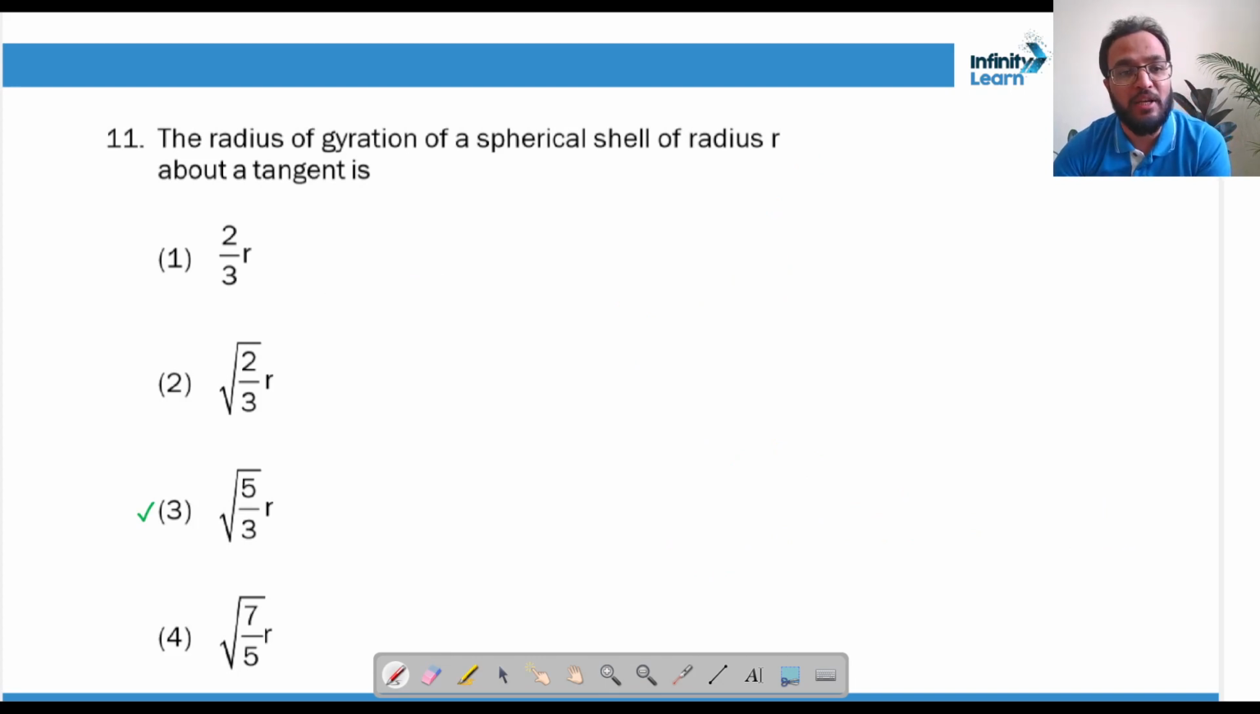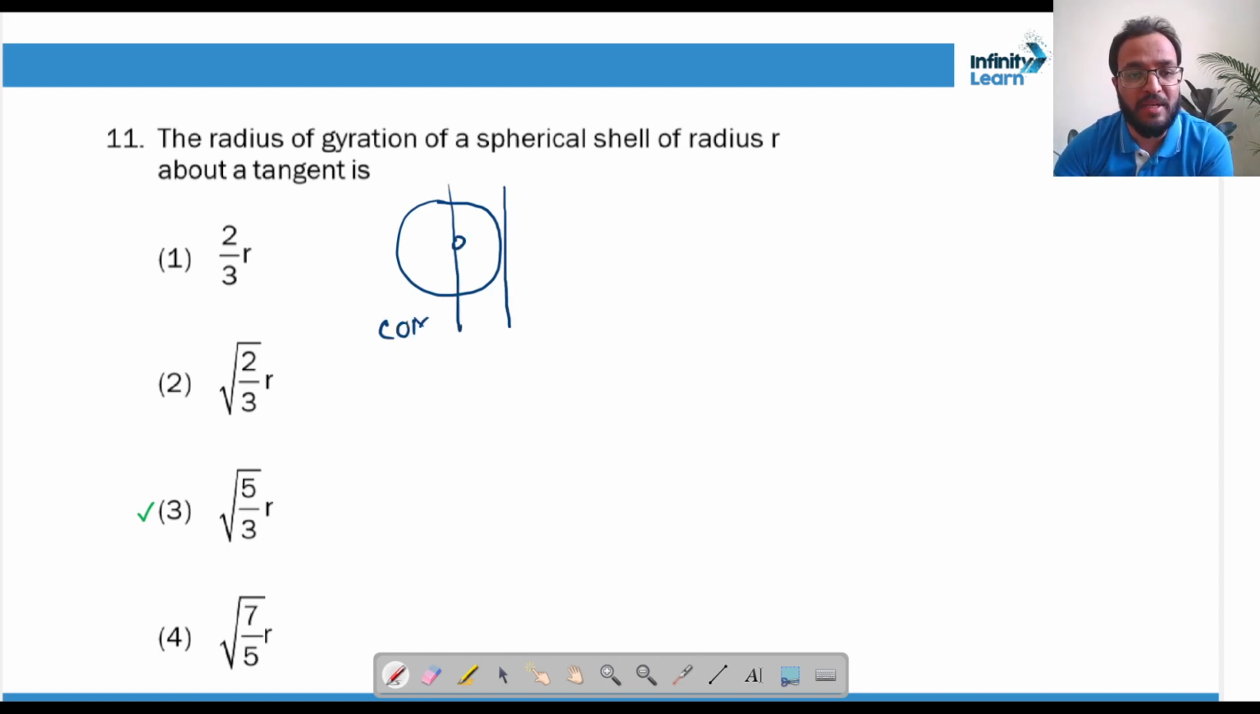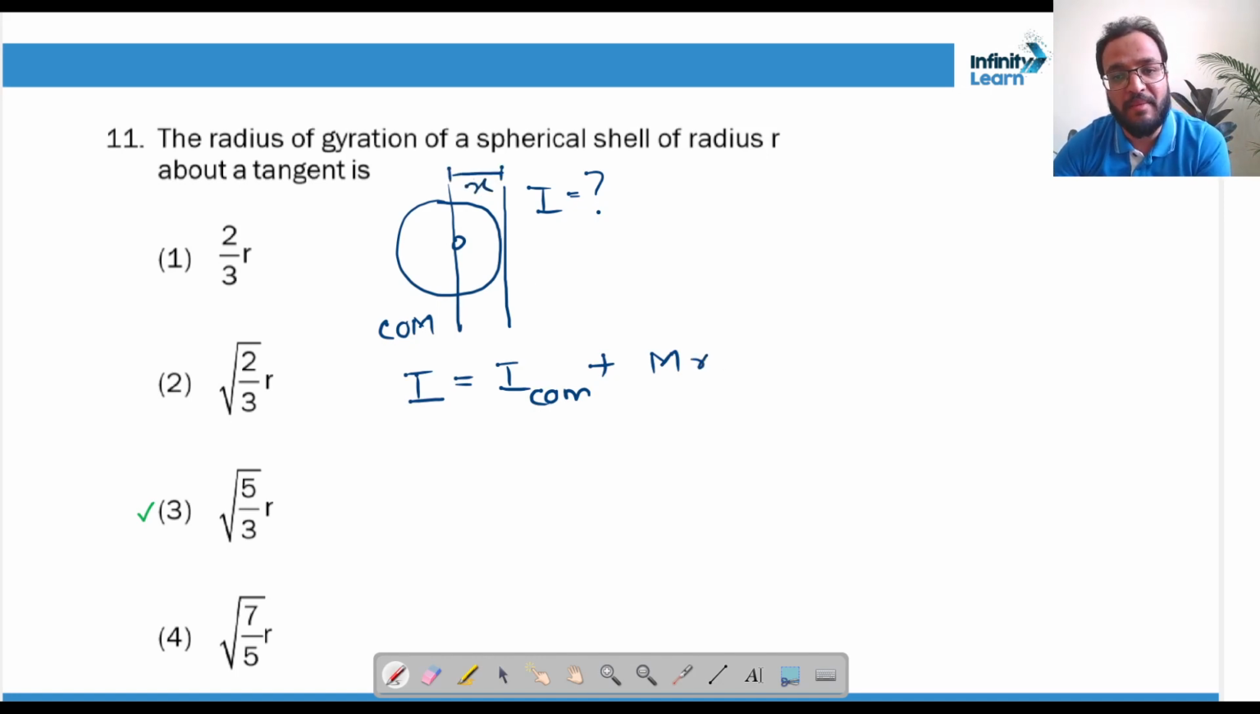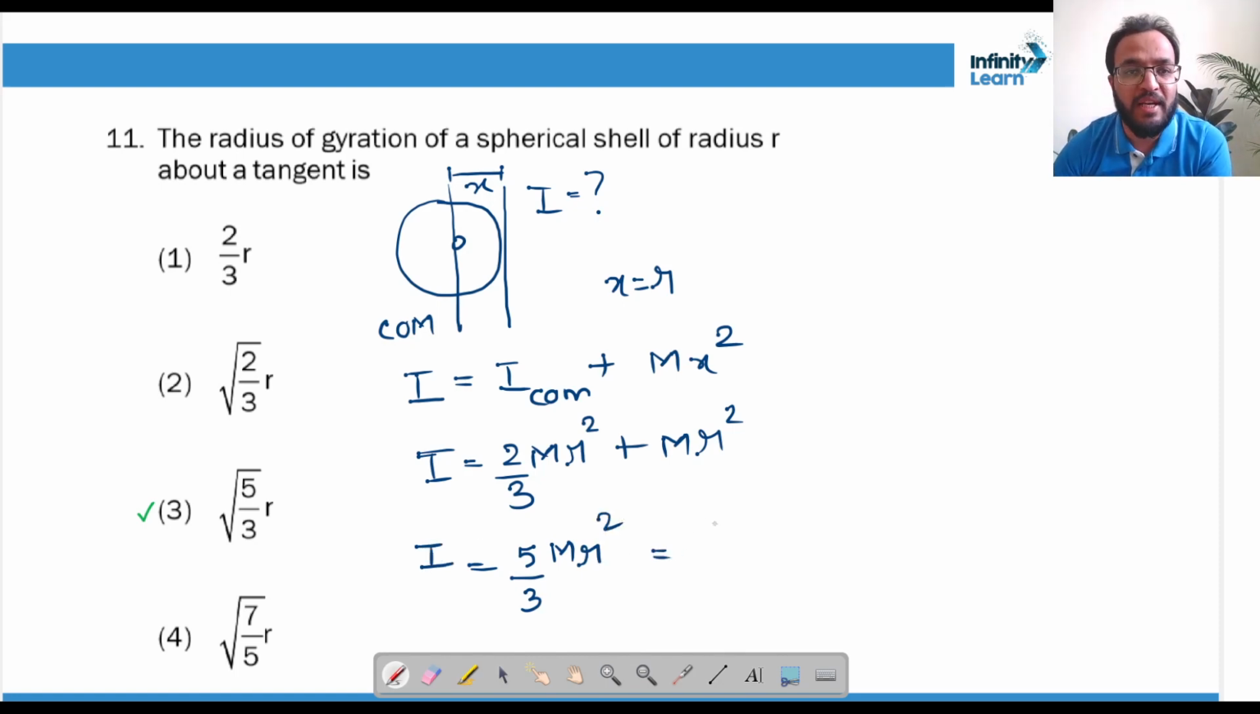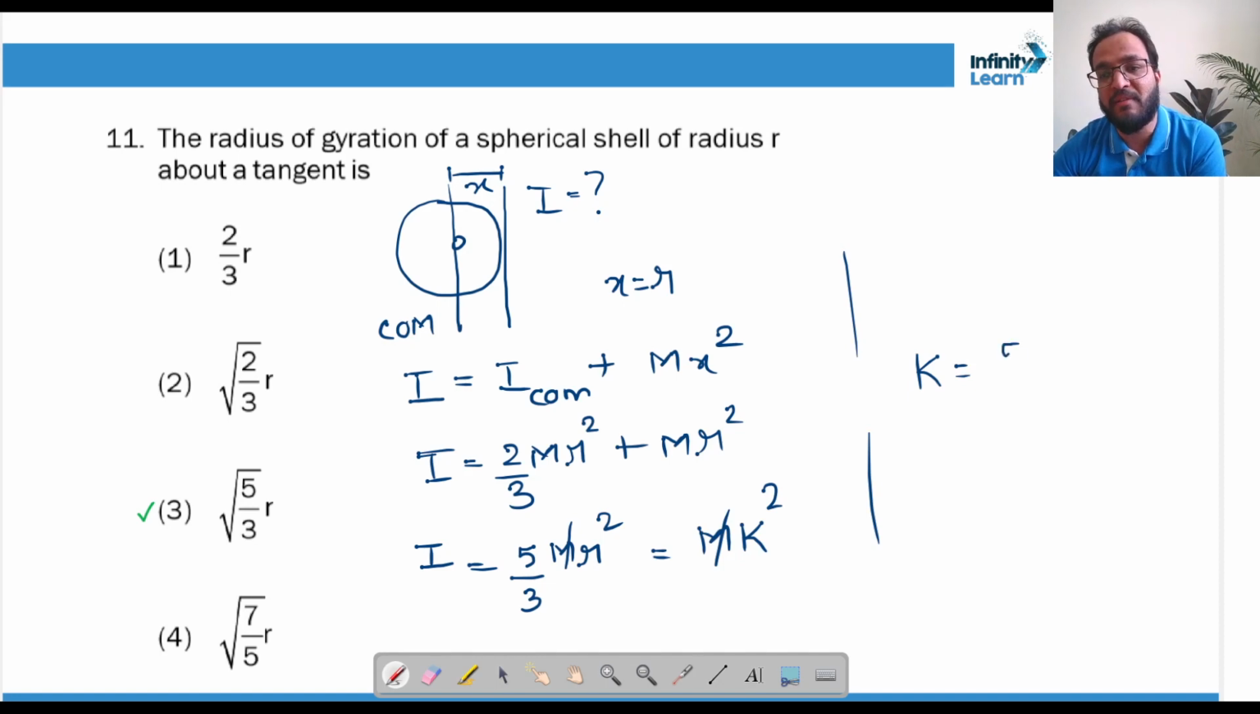Now the radius of gyration of a spherical shell of radius R about a tangent. So this is a spherical shell. About a tangent. So first of all, do you know about this axis passing through center of mass? And about this we need to find out. See, there's a simple formula. We will apply the concept of parallel axis theorem and we will say that I about center of mass plus M, whatever is this distance, let's say this distance is x, so Mx square. Okay, so I COM, everybody knows it is 2 by 3 MR square plus, what is x here? x is equal to radius only, MR square. So what is this? 5 by 3 MR square. This is I. And if you want to find out the radius of gyration, we will equate it with MK square. M and M gets cancelled. So what is your K? Radius of gyration will be root over 5 by 3 times R. Got it?